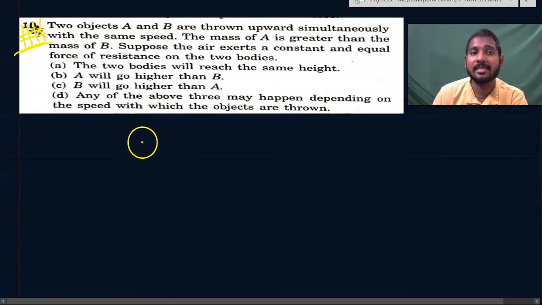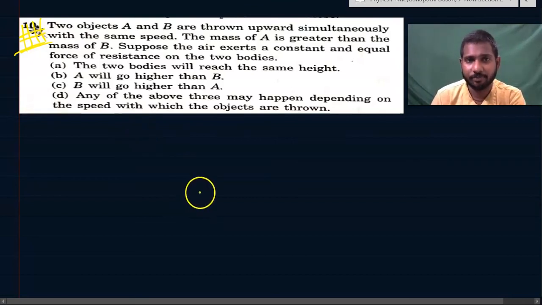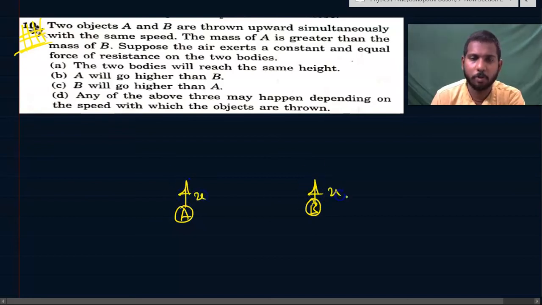Two objects A and B are thrown upwards simultaneously with the same speed. The mass of A is greater than the mass of B. So two bodies, A and B, are thrown upwards with the same speed. The mass of A is greater than B. So MA is greater than MB.